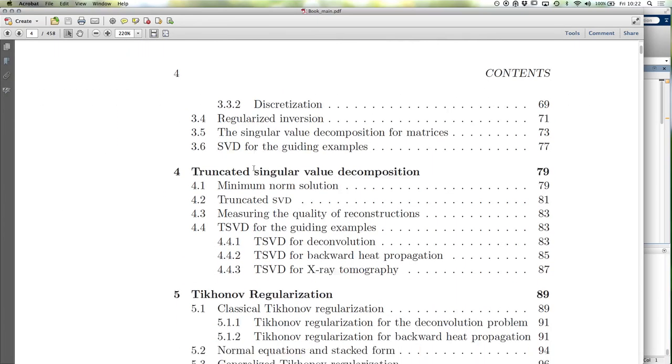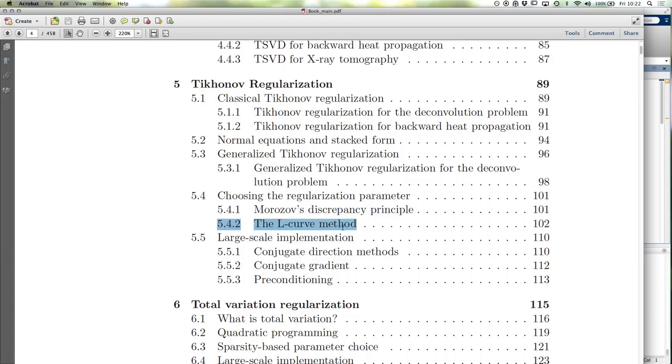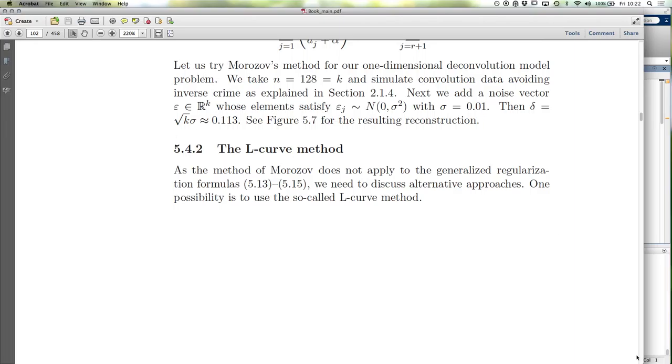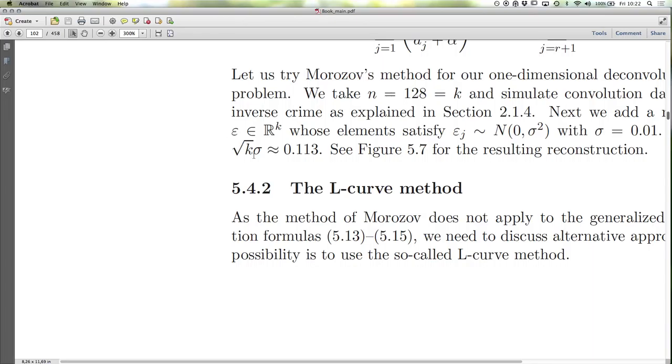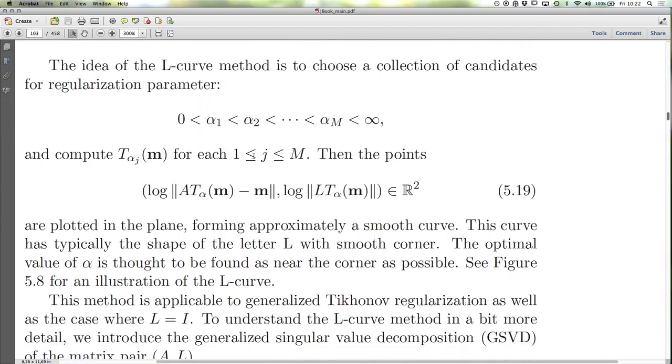So we have methods for choosing the regularization parameter. So, 5.4.2, the L-curve method. Let's go there. So the L-curve method, what is the idea? We choose a collection of regularization parameters from very small to very large, as we saw in the computations just now. And then the curve I showed, what is the curve? Well, this is the curve.